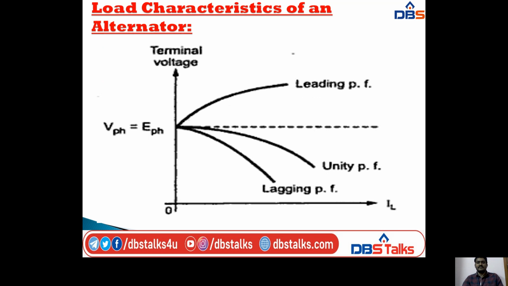So this is the load characteristics of an alternator. Here I am taking the graph between load current IL versus V phase terminal voltage. Here I am taking three power factor loads: leading power factor load, lagging power factor load, and unity power factor load. That E phase line gives the normal or constant voltage. For the leading power factor, the curve is above E phase, and for unity power factor and lagging power factor, the curve is below E phase. Okay, this is the load characteristics of an alternator.